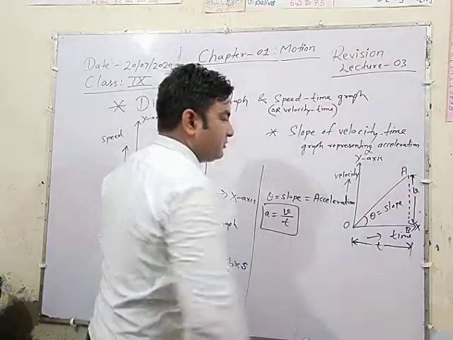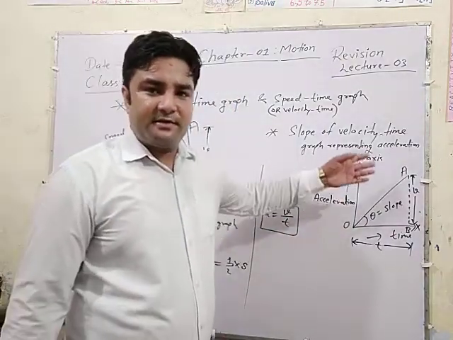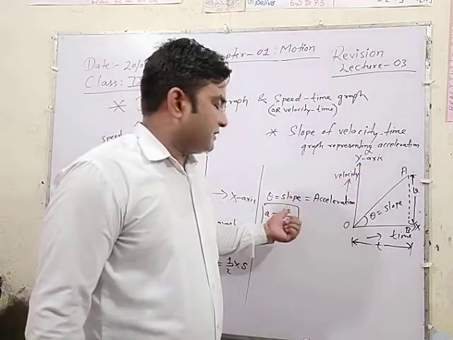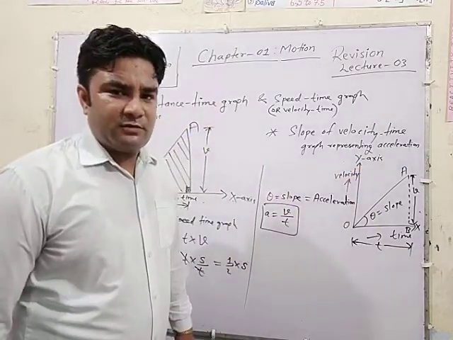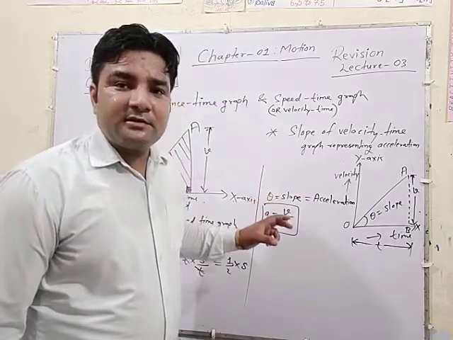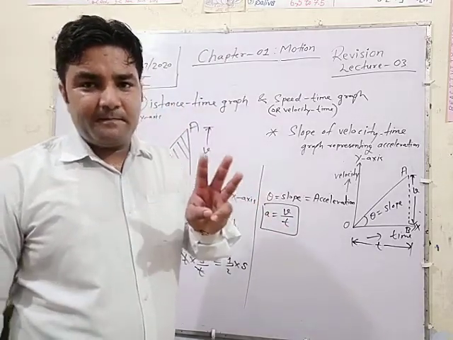Here the initial velocity is 0. If the initial velocity is u and the final velocity is v, then the change in velocity will be v minus u, and acceleration is (v minus u) upon t. So no matter, you will just learn three concepts. Listen again.